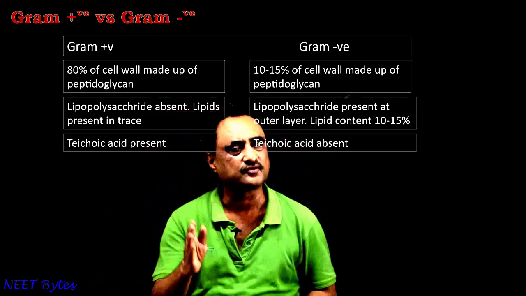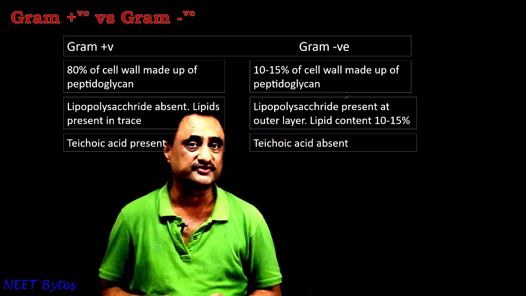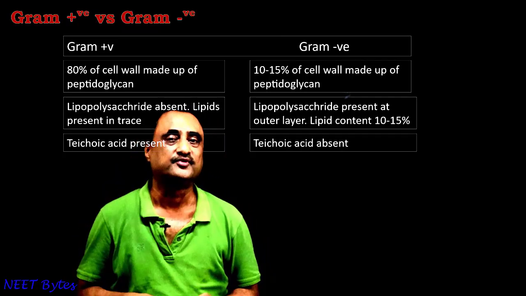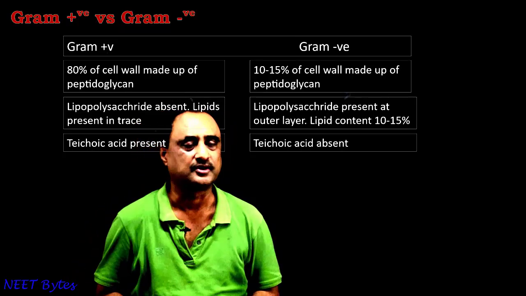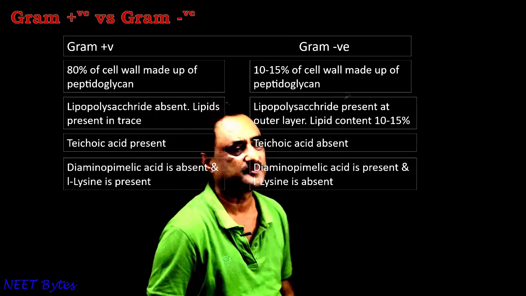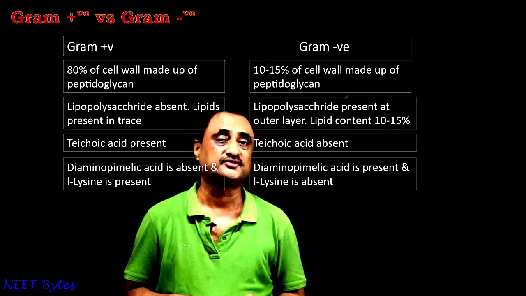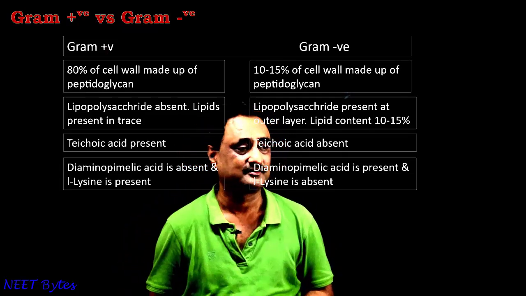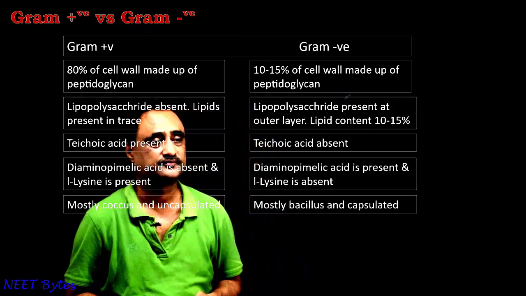Another thing, teichoic acid, right? Teichoic acid is present in gram positive, but it is not present in gram negative. You know what the function of teichoic acid is? Teichoic acid provides receptors, right? Later, when we discuss biotechnology, I will help you understand the role of teichoic acid in a deeper manner. But here we conclude that teichoic acid is present in gram positive and not present in gram negative. I already told you, diaminopimelic acid is one of the amino acids present in gram negative, not in gram positive. But in gram positive, it is L-lysine, right? So in gram negative there is diaminopimelic acid and L-lysine is absent.